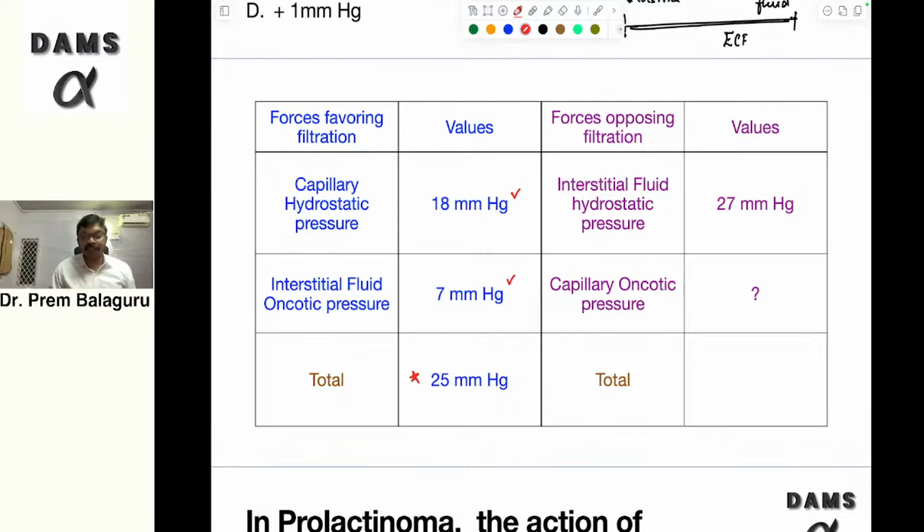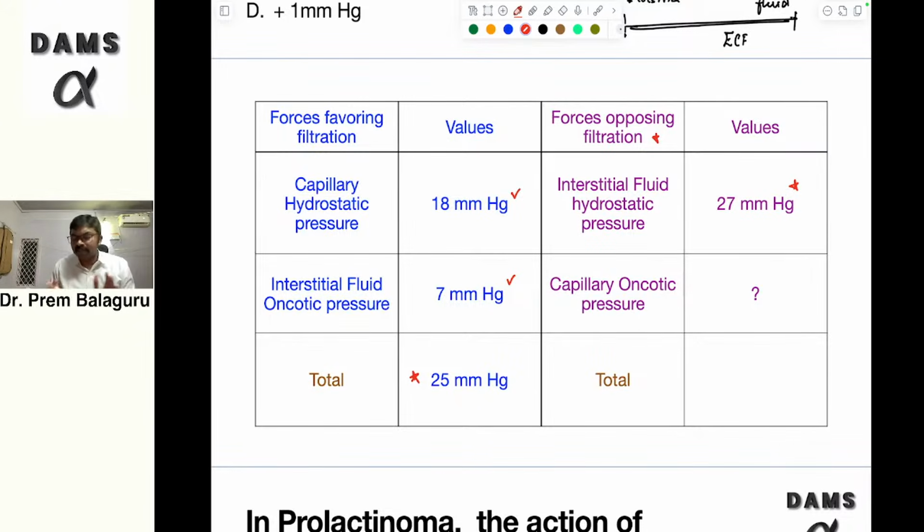The net value is going to be 25 millimeters of mercury. On the opposite side, factors opposing filtration. What are the factors that prohibit filtration? If the interstitial fluid has very high pressure, that is 27 millimeters of mercury, and if capillaries have more proteins, they exert oncotic pressure, and that's going to be some X amount of value.